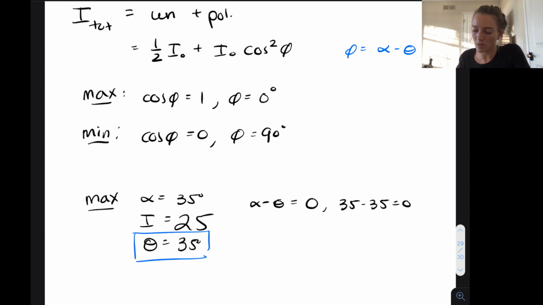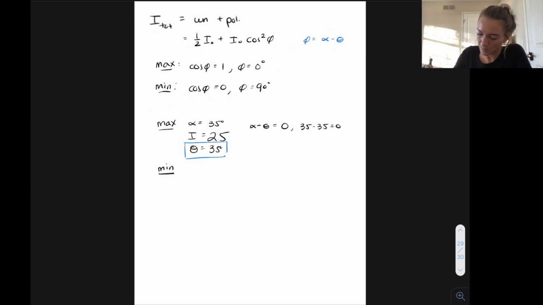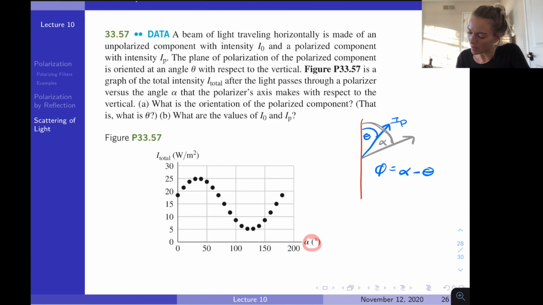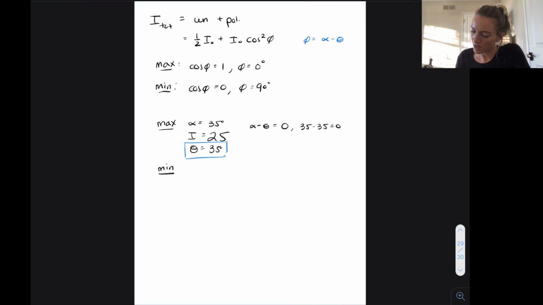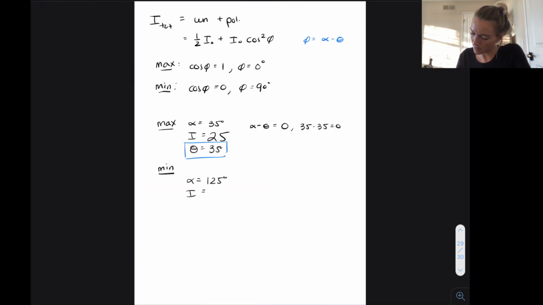Now let's just check also at the minimum, but also because we're going to need it to find the intensities. So let's just check at the minimum that we get the same answer. So let's see where the minimum is here. So the intensity minimum is about right here. So that looks like it's about halfway. So let's say that that's 125. Alpha is 125 here. So we said at a minimum, alpha is about 125. The intensity was about 5.